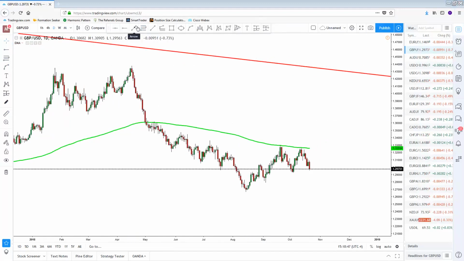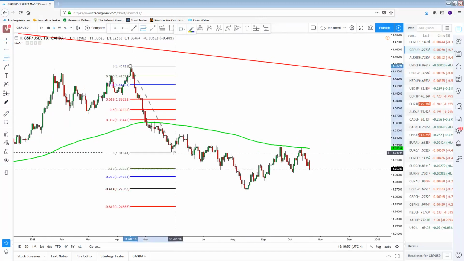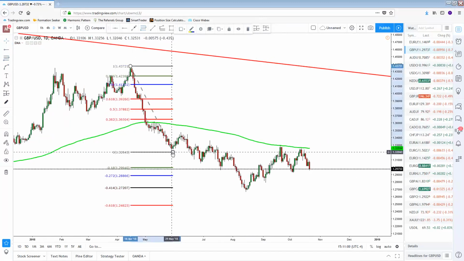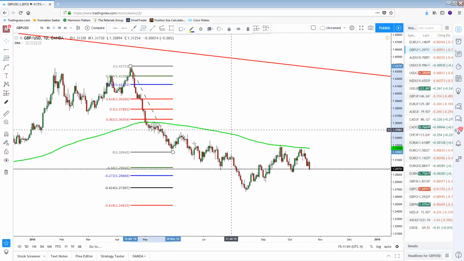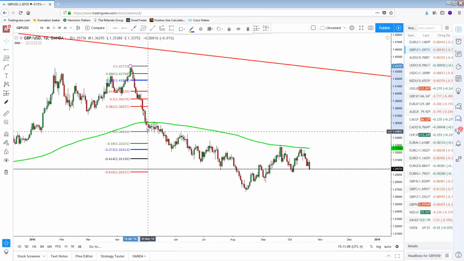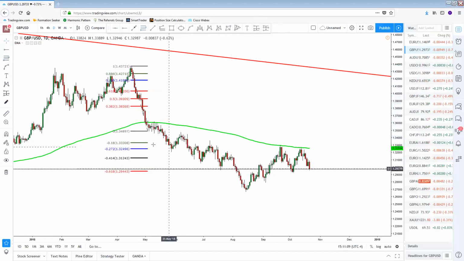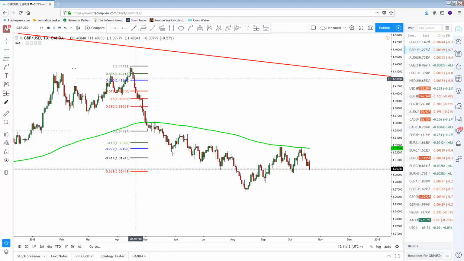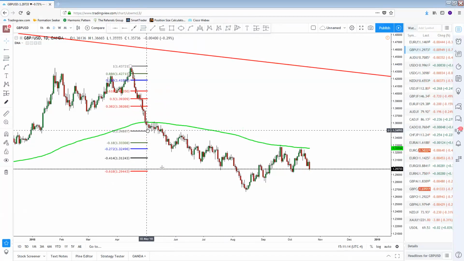We'll run my fibs. So my fibs from this point to this point. There's my first. I'm sorry, from this point to this point. Okay, so there's my first AB boundary right here.